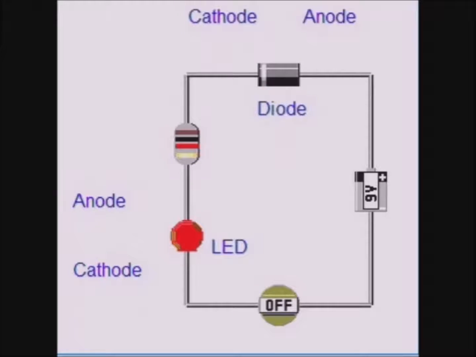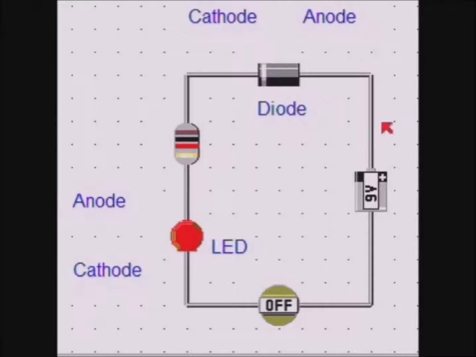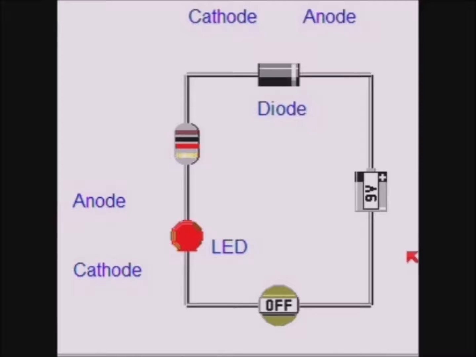In this circuit we have two diodes. When we switch on, the LED lights up as expected. But what happens if we switch one of the diodes around so that the cathode end is connected to the positive end of the battery? Rotate the diode. Run the simulator and switch on, and no current flows.